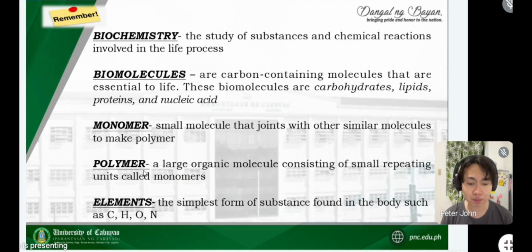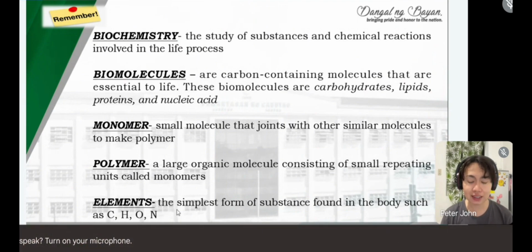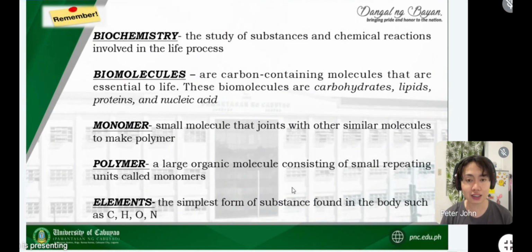That's it. Next, we have the term elements, the simplest form of substance found in the body such as carbon, hydrogen, oxygen, and nitrogen. As we said in the previous topic, an atom has its distinct elements. For example, hydrogen has an atom with one proton, often with one neutron and one electron. Generally, all of these elements are found in our body and are basically made up of atoms.